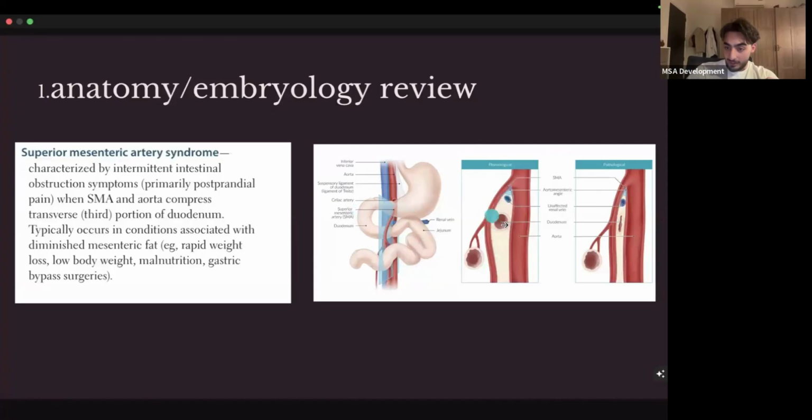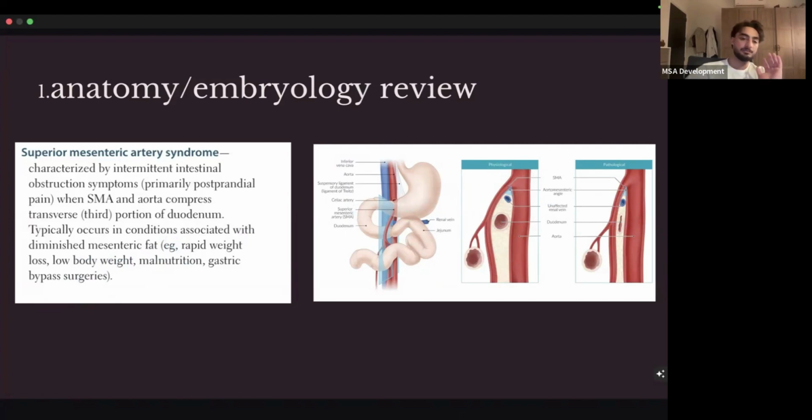Okay, and this angle is formed by the mesenteric fat. So let's say you get loss of this fat very quickly, like in rapid weight loss, low body weight, malnutrition, whatever, or surgeries because you can be bedridden and not get enough nutrition. You're going to get loss of this fat, and it's going to compress the duodenum. Okay, and you're going to end up with these symptoms of small bowel obstruction.